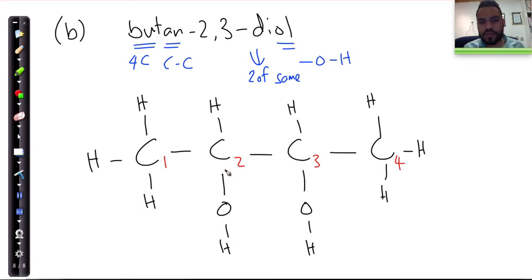Okay, so but, 4 carbons, single bonds between the carbons, we say butan. And on the second and the third carbon, we have two of the same hydroxyl functional groups, second and third. So that's going to be OH and OH. And there we go. Let's look at the third question.